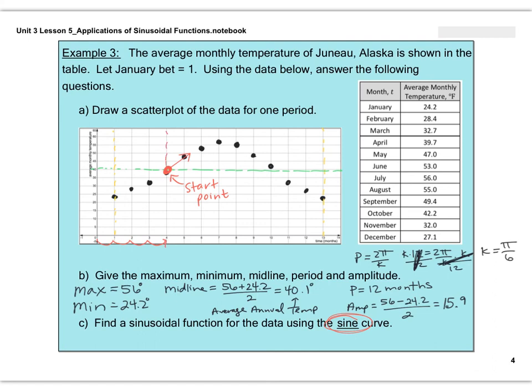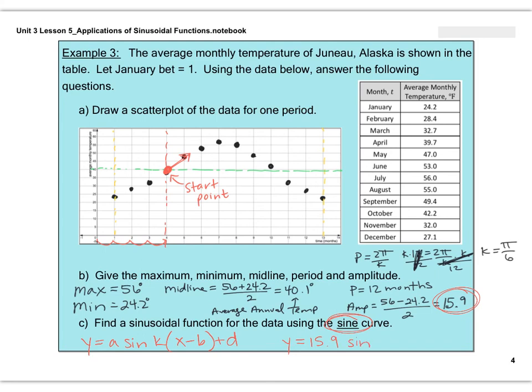And this is going to be our vertical axis, basically, where we start from. So y equals A sine K times x minus B plus D. Let's plug in what we know. It's going to go y equals A is 15.9. Does it need to be negative? No, because we're starting at the midline and going up, so it's not a reflection. So it's y equals 15.9.